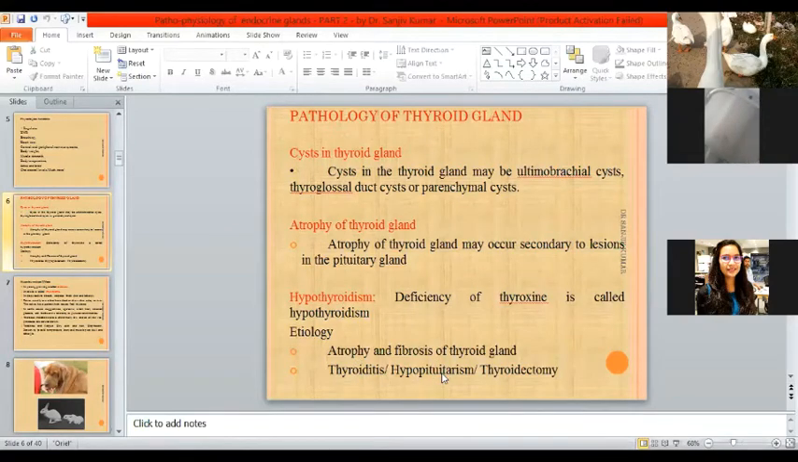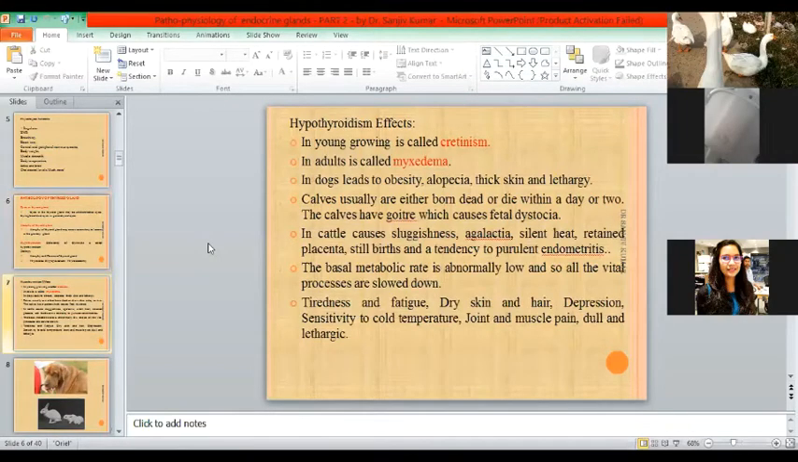It may be secondary to the pituitary gland action, or it may be due to thyroidectomy, that is removal of the thyroid gland by surgical method. So in hypothyroidism, the different effect will be, in a young growing individual, it causes cretinism. In adults, it causes myxedema.